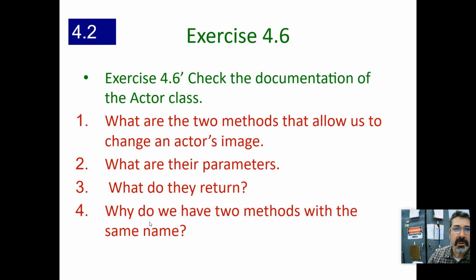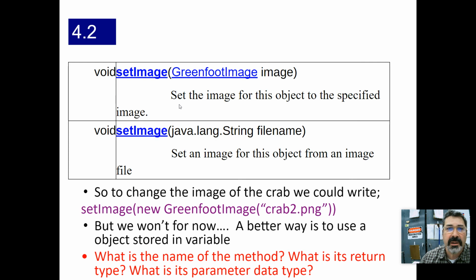All right. Let's check the documentation of the Actor class, and I want you to figure out what 2 methods allow us to change an actor's image, and write that down. What are their parameters? Write that down. What do they return? Write that down. And why do we have 2 methods with the exact same name? Look that up in the Actor documentation.